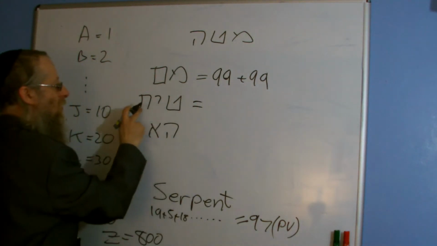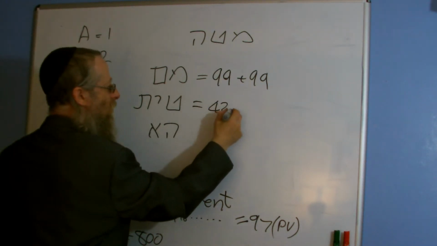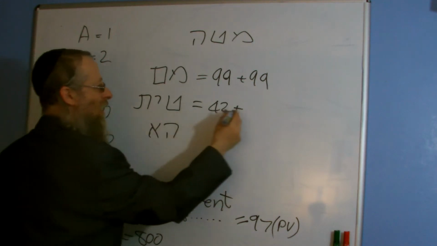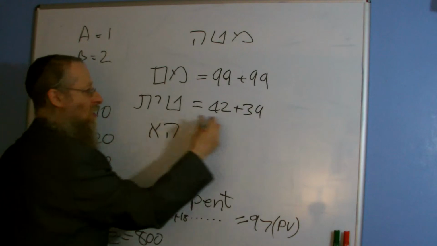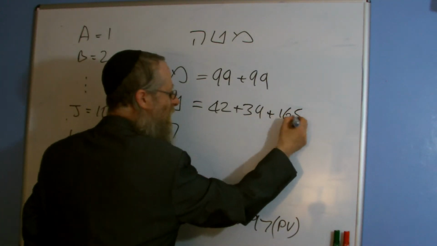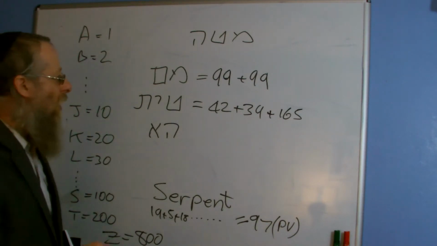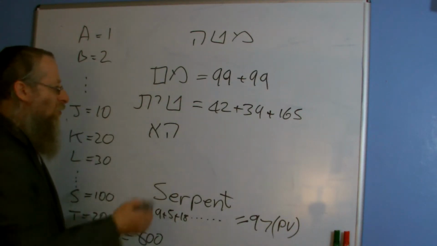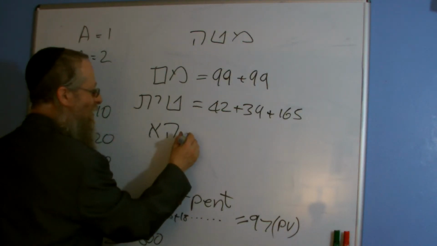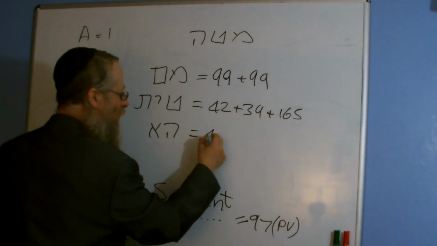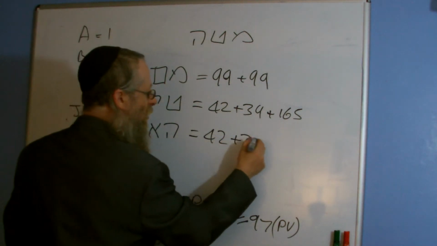Come to tet, yud, taf. Tet is the 9th letter, and 9 is 42. Yud is the 10th letter, and 10 is 39. And taf is 22, and 22 is 165. These are the same large values as in English, and I've just borrowed them over into Hebrew. Hey, the letter hey is the 5th letter, and 5 is 42, and aleph is the first letter, and 1 is 34.